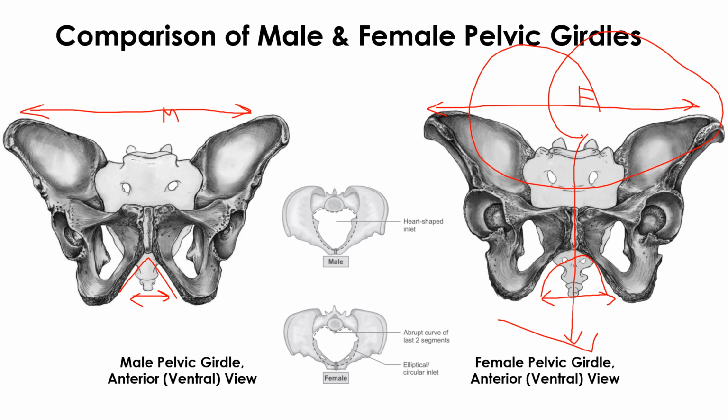The sacrum and coccyx, the tailbone, will be highly movable in females. It is flexible, but for males it is not flexible; it is a completely fixed one. The inlet of this particular pelvic girdle is heart shaped in males. So this is the heart shape, and for females it is circular in general.